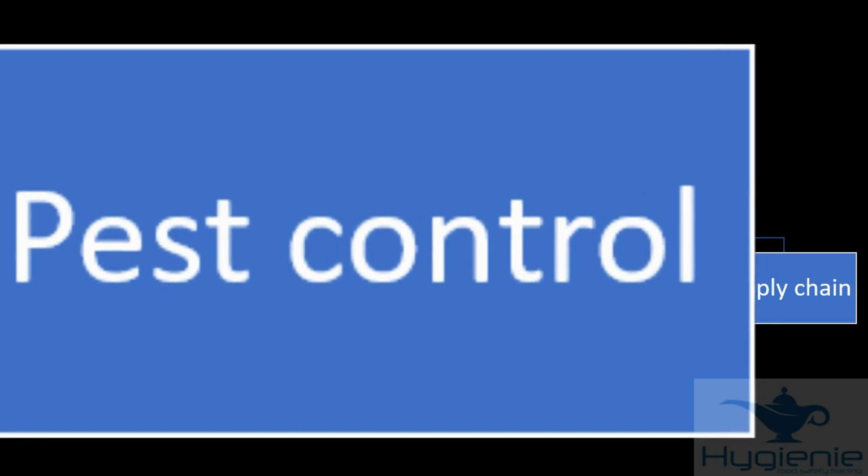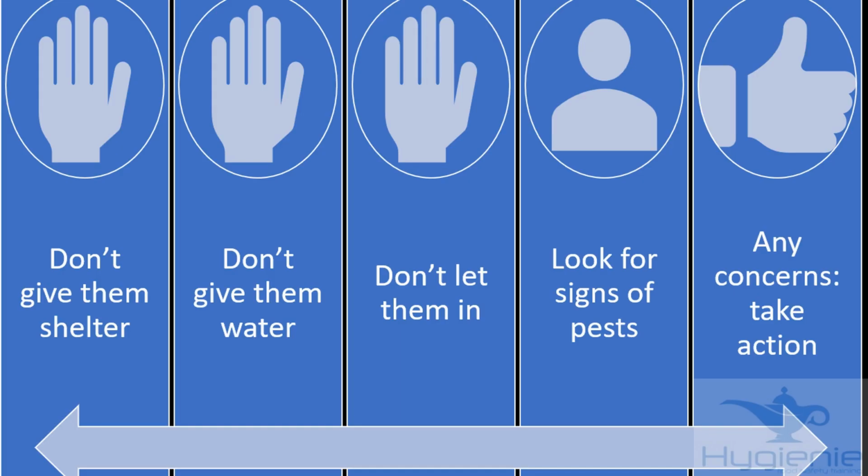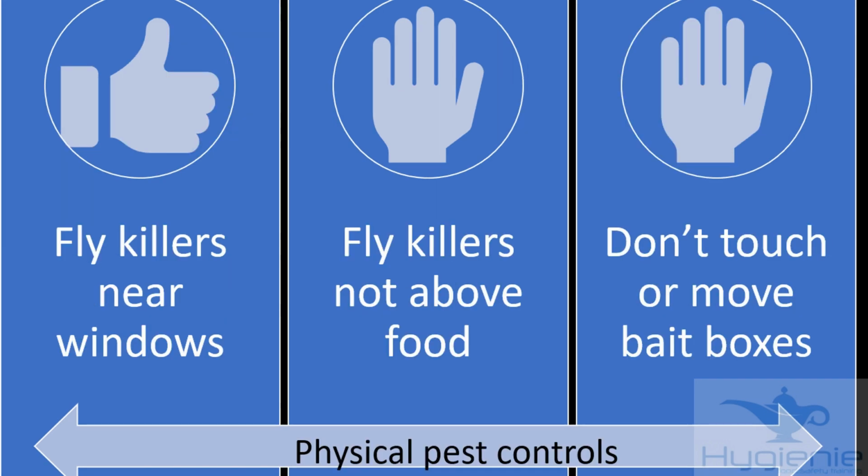The basic rules to follow for pests are: don't give them shelter, don't give them food or water, look out for signs of pests, and if there are any concerns, take appropriate action. In terms of physical controls, ensure fly killers are near windows and not above food, and ensure bait boxes are not touched or moved.